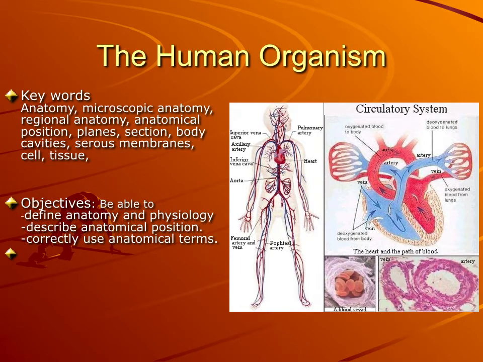Okay, this is our first program on Chapter 1, and this one really deals with anatomy. So there's some vocabulary with some terms. There's objectives for defining anatomy, describing anatomical position, and using anatomical terms correctly. So usually there's a little outline here. This just shows us the organ system, the cardiovascular system, which includes the heart, the blood vessels, and blood.